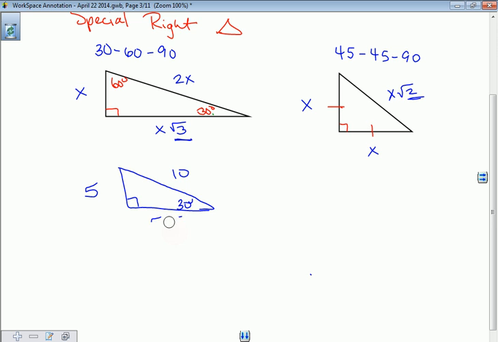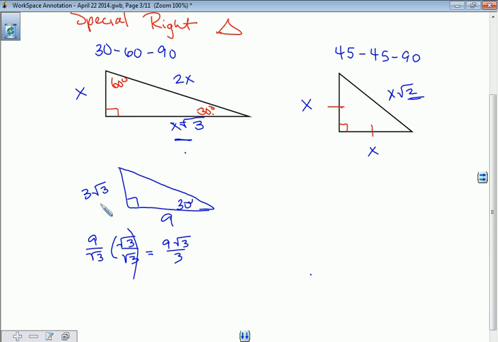Okay? Now, let's say they started with something different. Okay, let's say they told us that this was 9. What would we do to find the short leg if they give us the long leg? Divide by the square root of 3. Can we leave a radical in the denominator? No. So we would rationalize. So we'd get 9 root 3 over 3, which simplifies to 3 roots of 3.